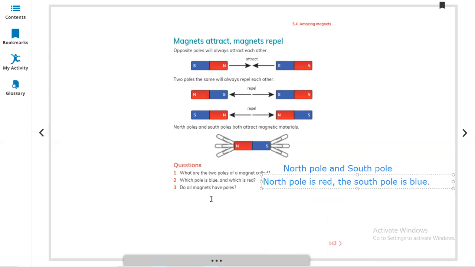Do all magnets have poles? Yes, all the magnets have a south and north pole. You can write yes in simple. All the magnets have a north pole and a south pole. Let's move to the next.